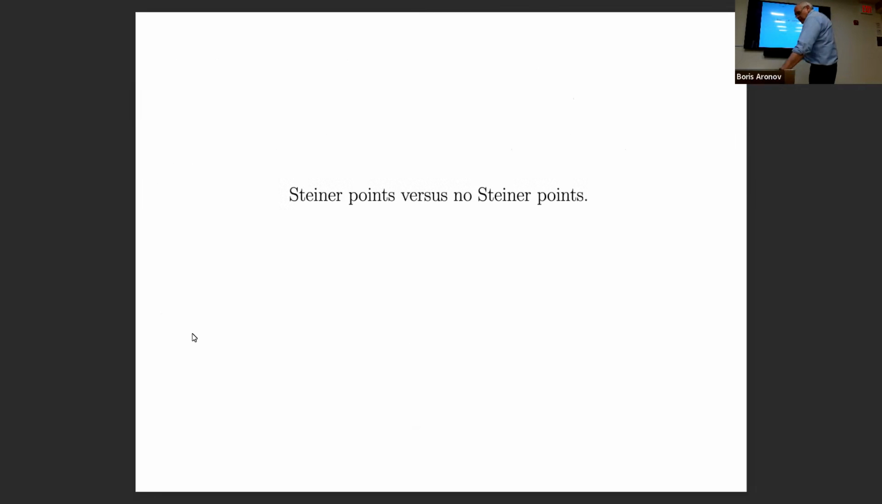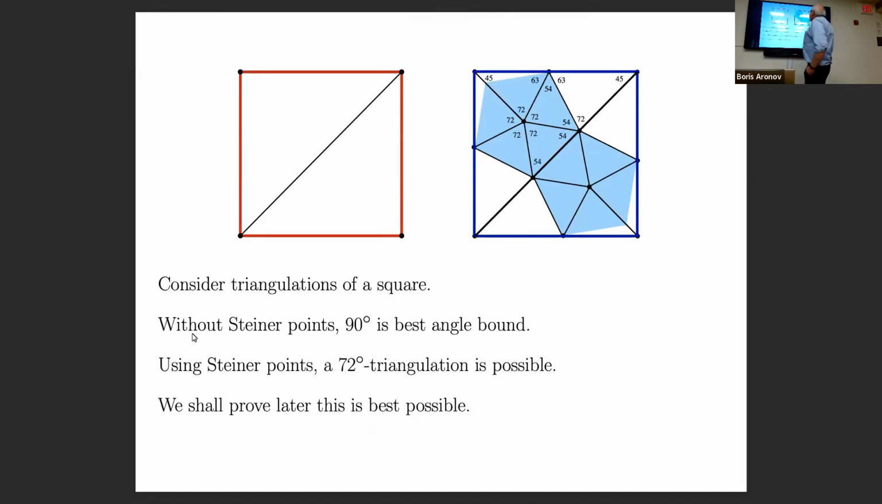Now, I want to mention Steiner versus no Steiner points. So if there's no Steiner point, you can only use diagonals. When you want to cut a square, for example, there's only one choice. And you can't get anything better than 90 degrees. I mean, there's only two diagonals. Whereas if you allow extra points, the Steiner points, you can definitely do better.